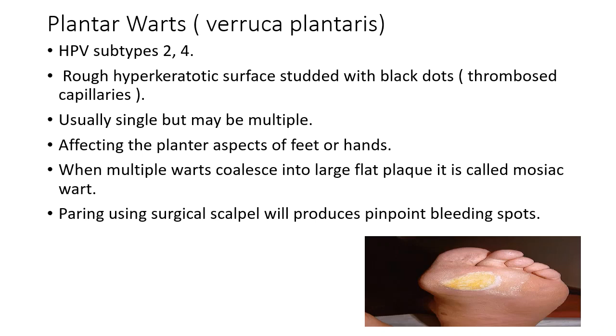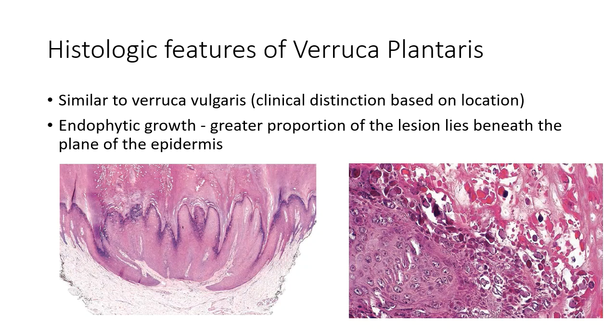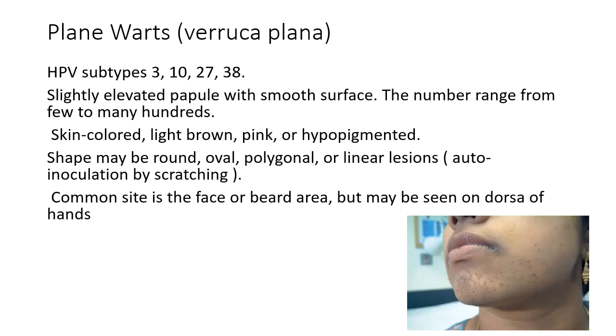Now coming to plain warts, which are known as verruca plana, caused by HPV subtypes 3, 10, 27 and 38. These are slightly elevated papules with smooth surface. The number ranges from few to many hundreds. Skin colored, light brown, pink or hypopigmented. Shape may be round, oval, polygonal or linear lesions. Autoinoculation can happen by scratching. Common site is the face or beard area, but may be seen on the dorsa of hands. I've given a picture of plain warts over the face.